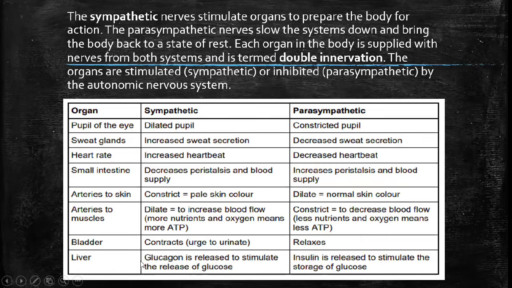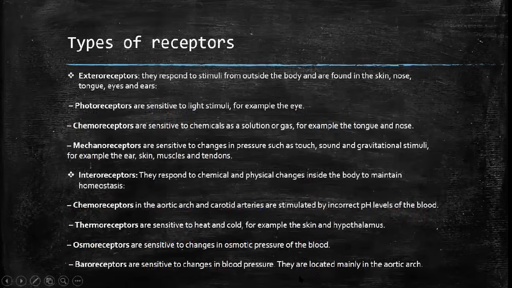And if maybe you don't have energy, this glucagon is going to stimulate what? The release of glucose. And then also insulin is released to stimulate the storage of glucose. I think, guys, I need to actually have a video whereby I'm going to explain this because it's a very complicated chapter. Now, moving right along, we're going to look at the types of receptors.